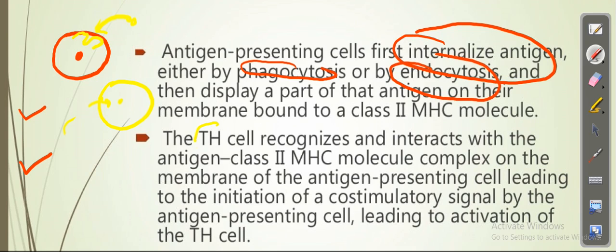So the TH cell specifically interacts with the antigen and class 2 MHC molecule complex on the membrane of the antigen presenting cell. So this is mainly done by the TH cell. This is important. And what type of interaction does it recognize? It recognizes MHC class 2 on the antigen presenting cell, leading to the initiation of the co-stimulatory signal by the antigen presenting cells, leading to the activation of the TH cells.